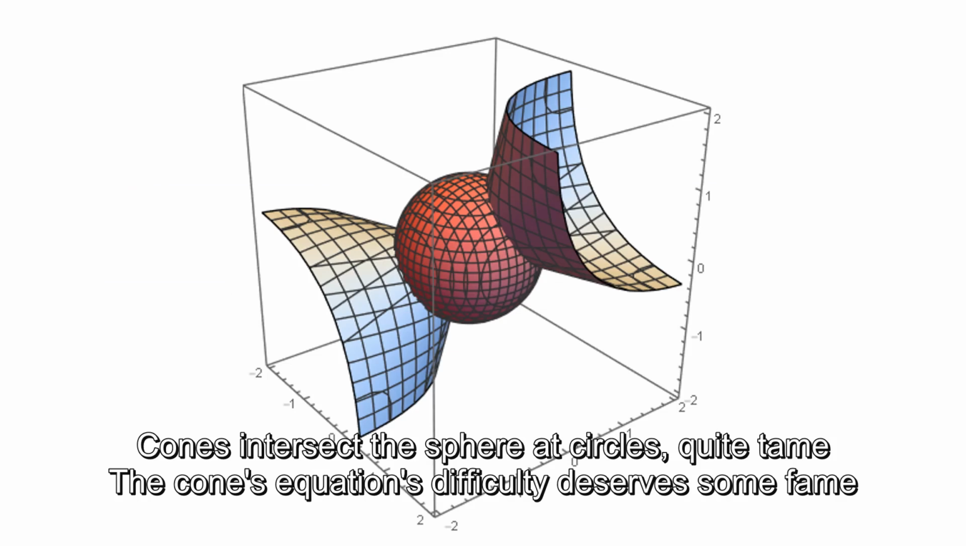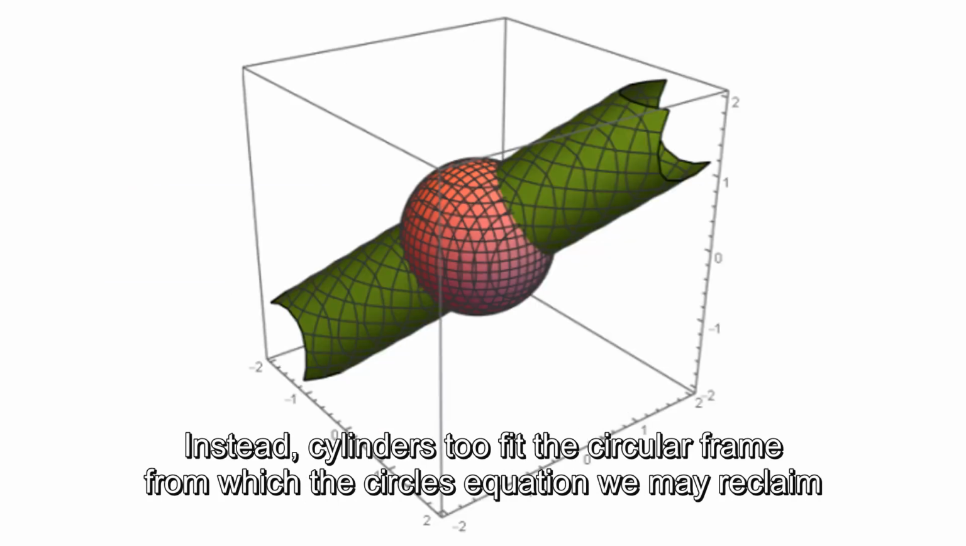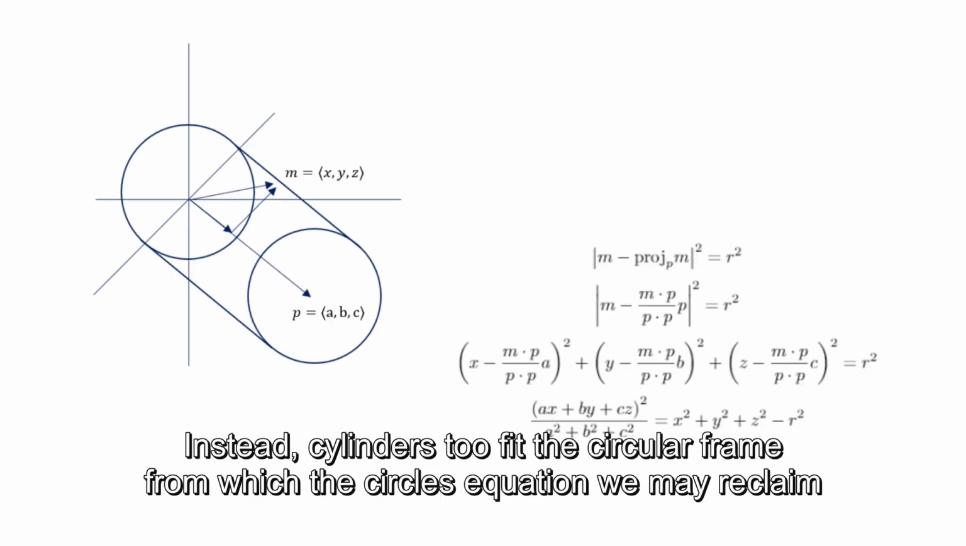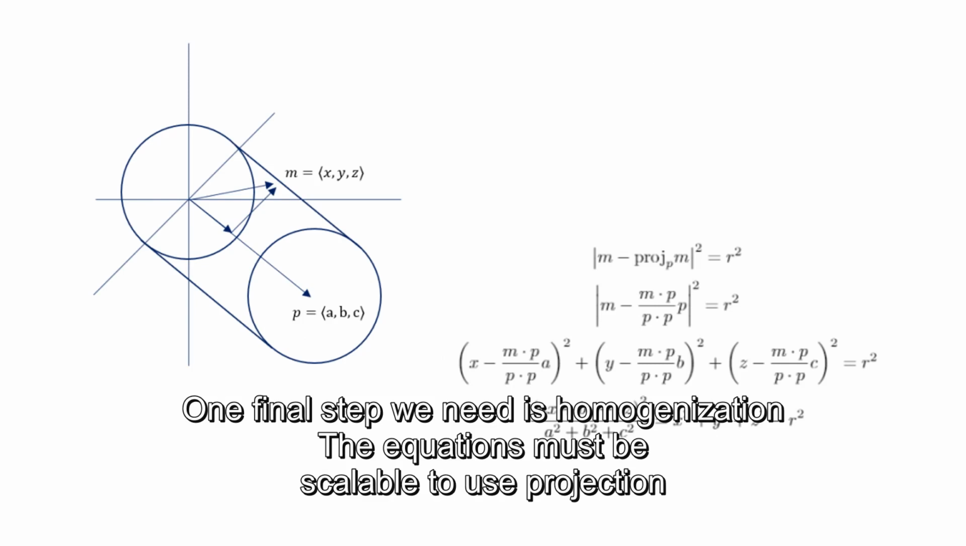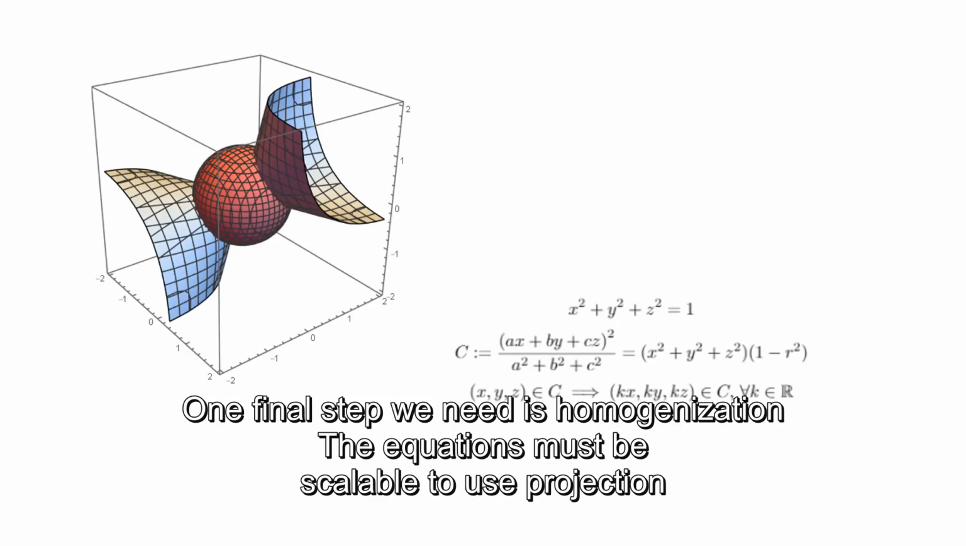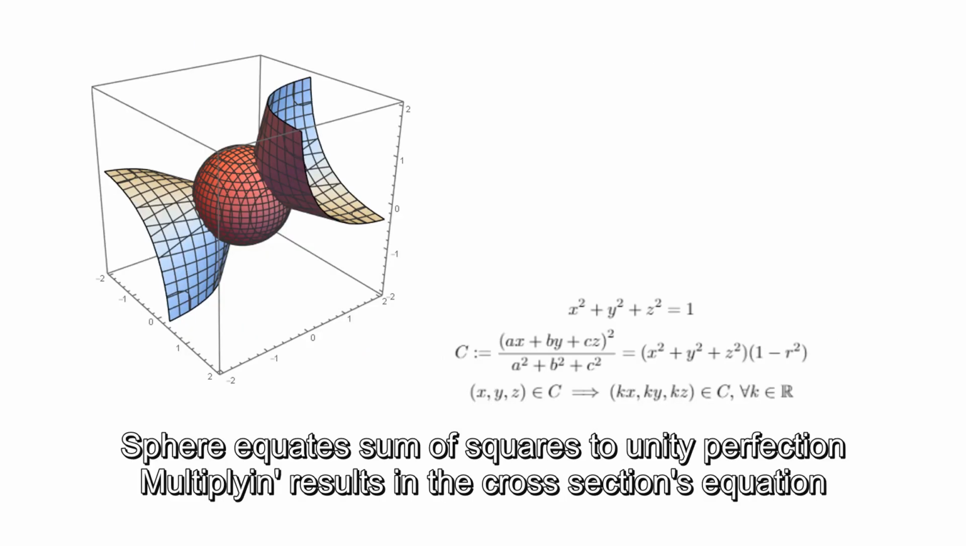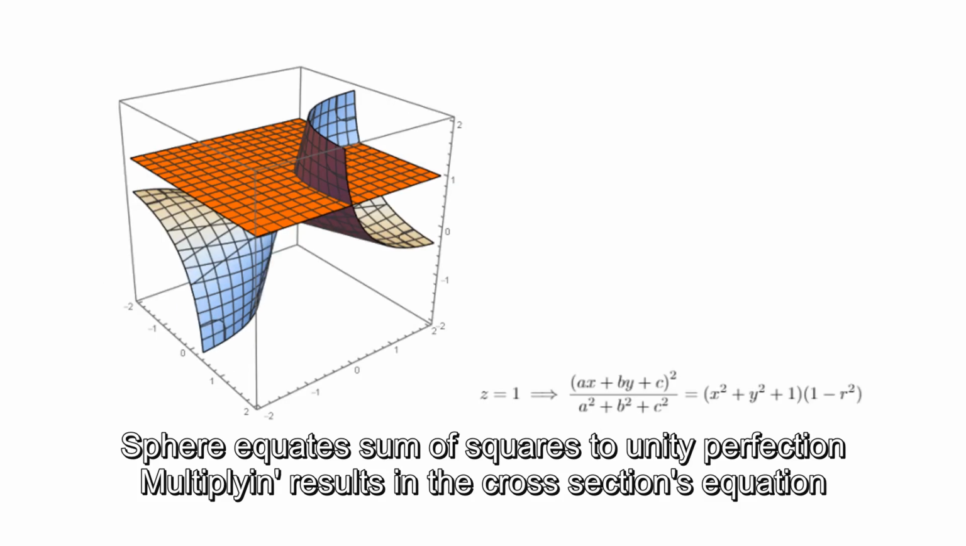Cones intersect the sphere in circles, quite tame. The cone's equation's difficulty deserves some fame. Instead, cylinders too fit the circular frame from which the circle's equation we may reclaim. One final step we need, homogenization. The equations must be scalable to use projection. The sphere equates the sum of squares to unity, perfection, and multiplying results in the cross-section's equation.